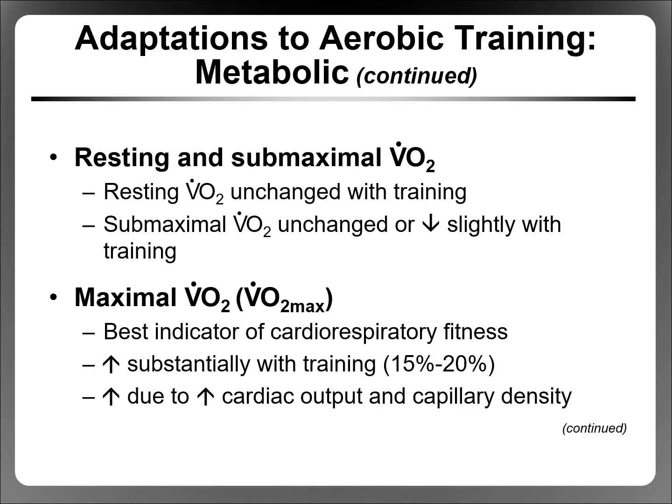All right. Also metabolically, looking at our resting and our submaximal VO2s, our resting VO2 is pretty much unchanged with training, as well as our submaximal VO2, or we may see a very, very slight decrease. However, our maximal VO2 tends to increase substantially with training. We can get these big changes around 15 to 20%. And again, this is mostly because we're seeing an increase in our cardiac output and our capillary density, as well as our oxidative capacity.